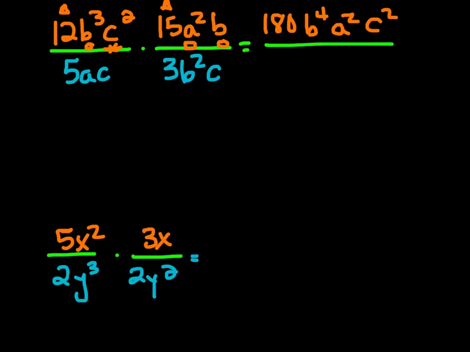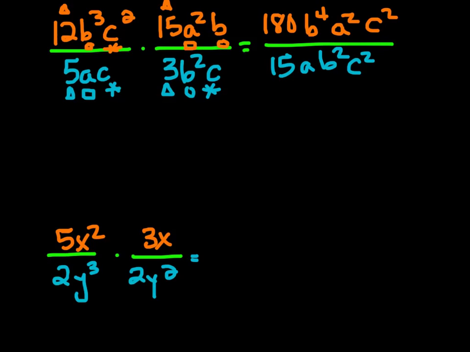Underneath on the bottom, we have 5 times 3, which is 15. We have our a variable. We have our b squared, and c for both of them, so we have 2 c's.